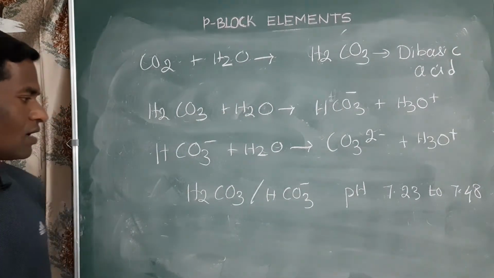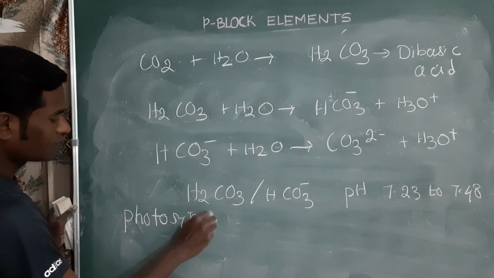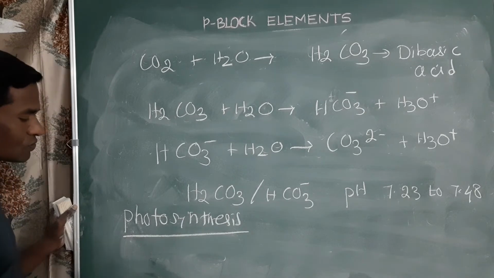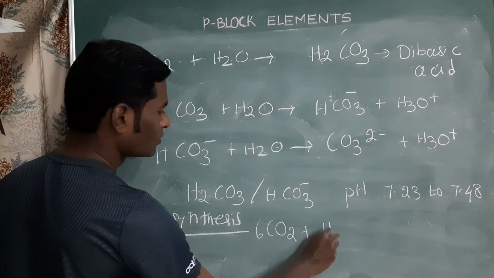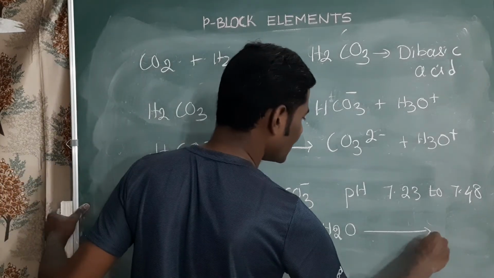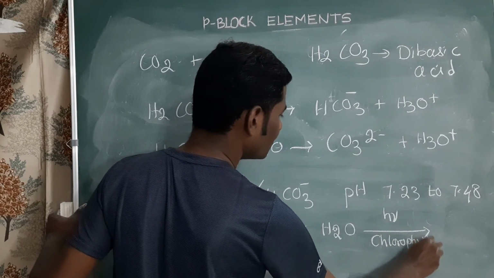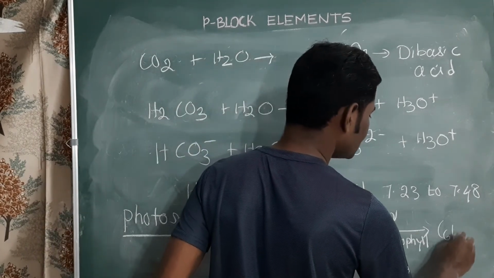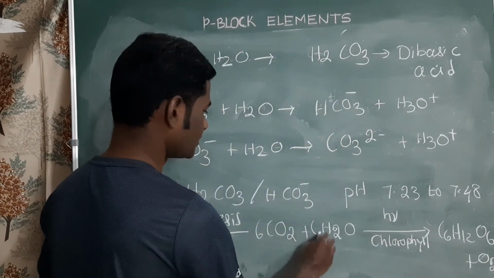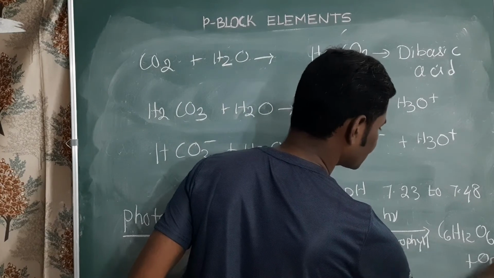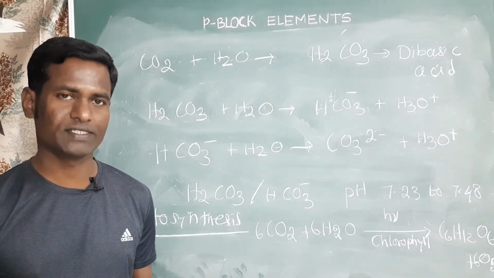This carbon dioxide is also used in the photosynthesis reaction. Plants synthesize food in the presence of light, so this reaction is called photosynthesis. Example, carbon dioxide plus water in the presence of light, h nu. Chlorophyll, the green pigment, acts as a catalyst. We will get glucose, C6H12O6, plus oxygen gas liberated. 6CO2 gives 6 molecules of oxygen liberated. This reaction is called the photosynthesis reaction.